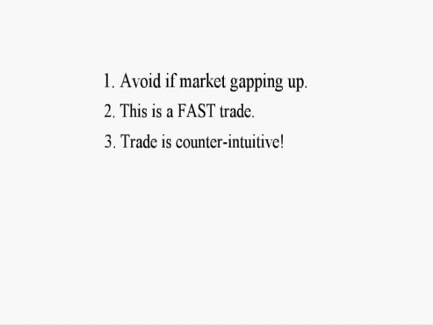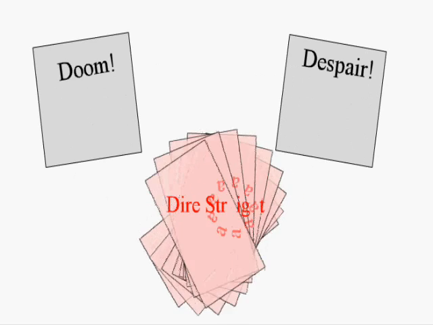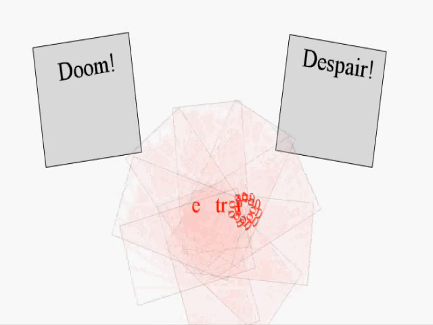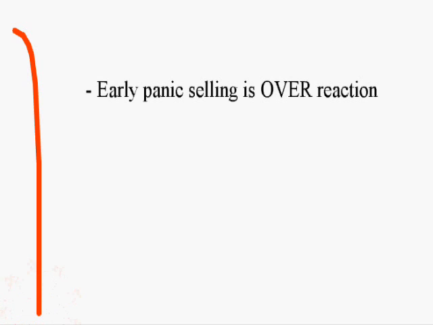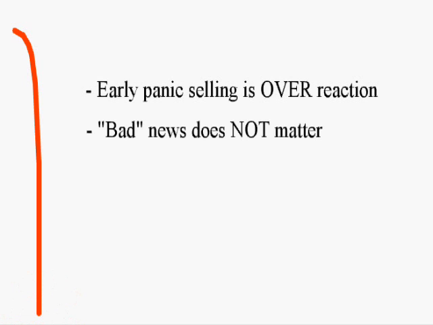Alright, now rule number 3 is this trade is counterintuitive. This is very difficult for new people to get, but when there's bad news, there's doom, despair, etc. that permeates the market. And there's a tendency for everyone to want to get out. You have early panic selling, but it's an overreaction. Now, bad news does not matter to you. It does not matter. You need to go contrary to crowd fears.